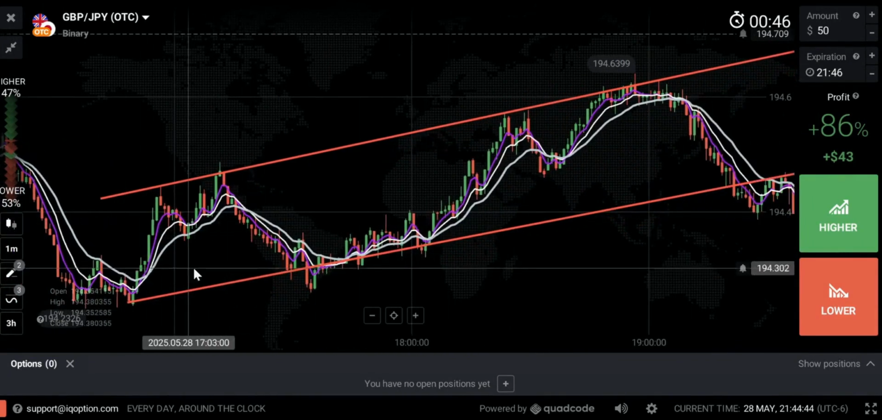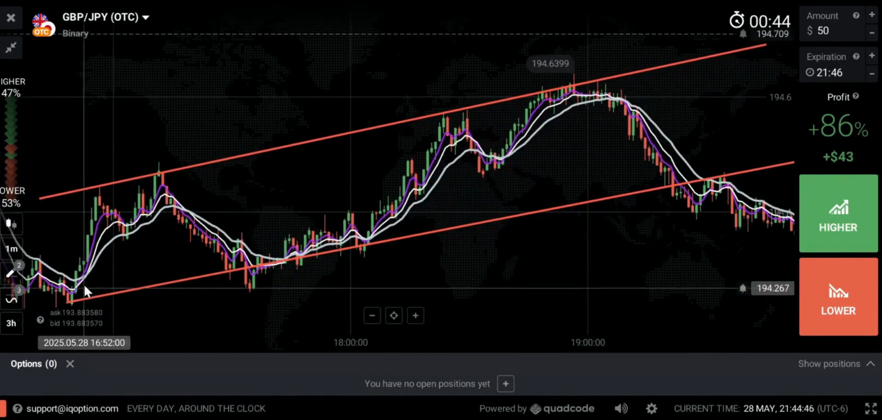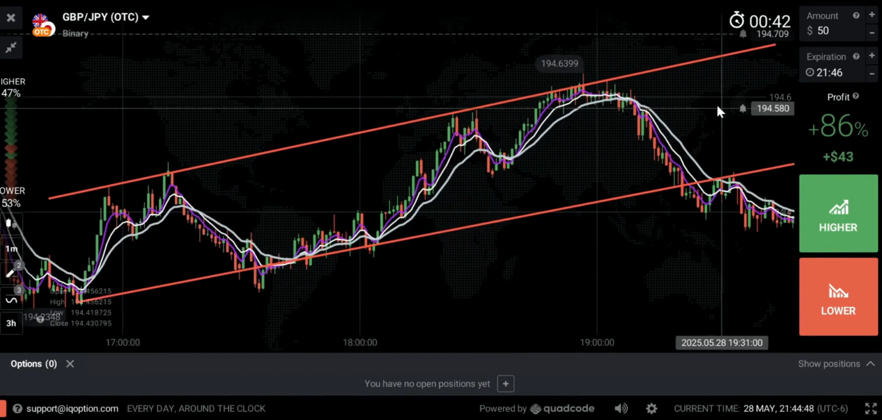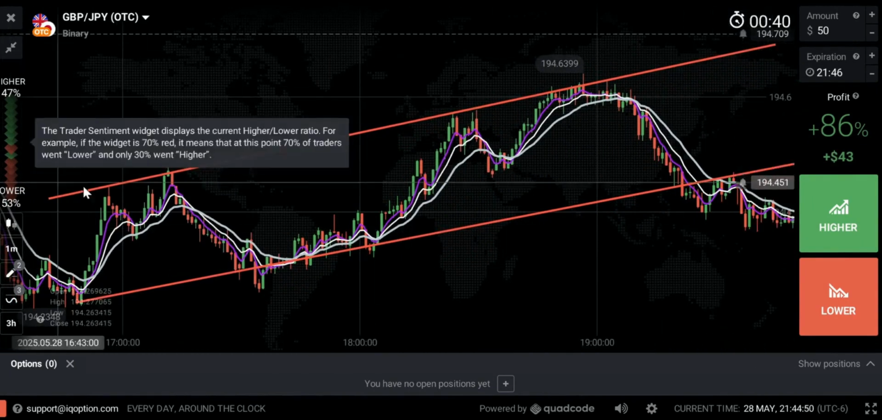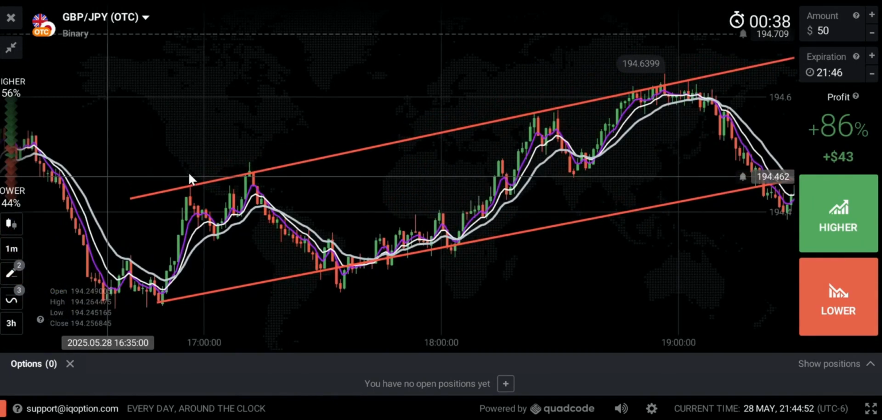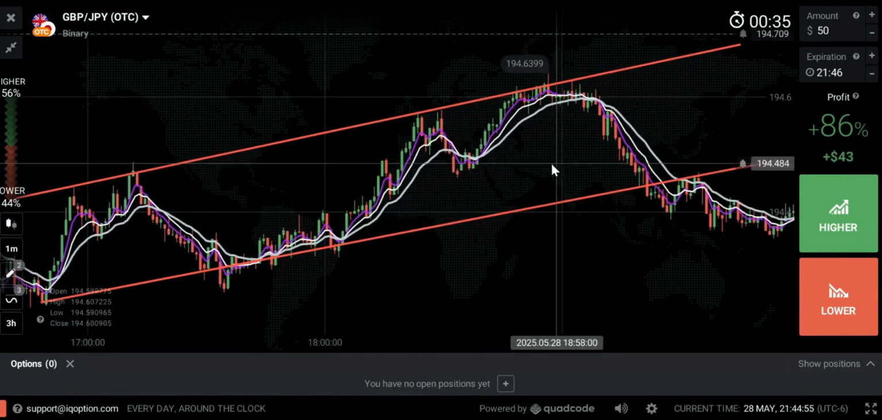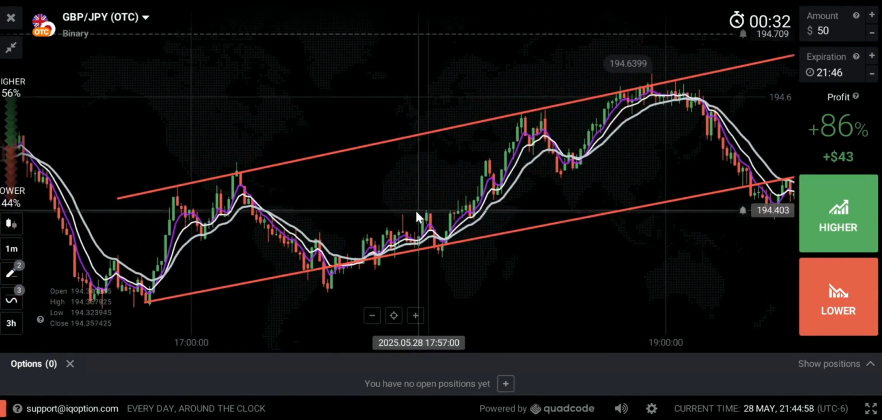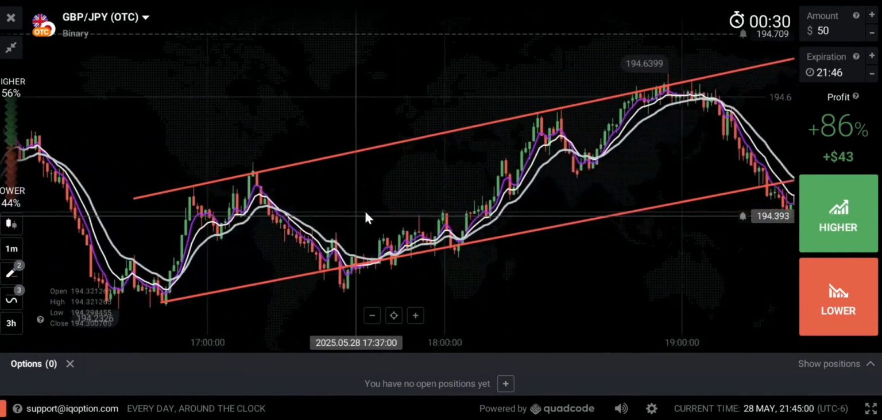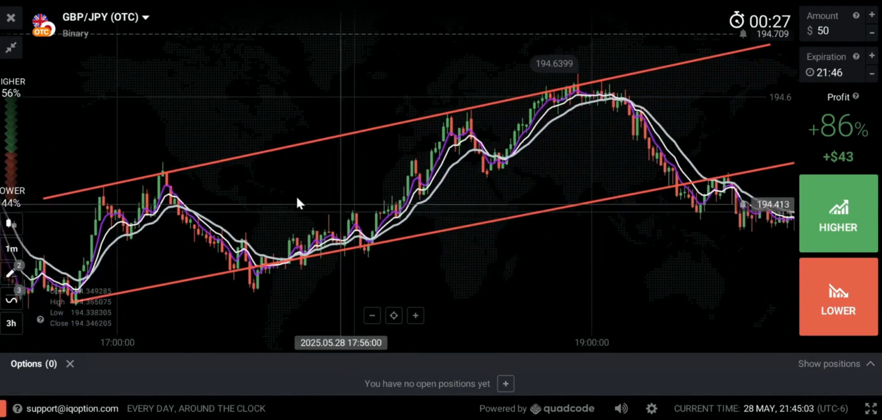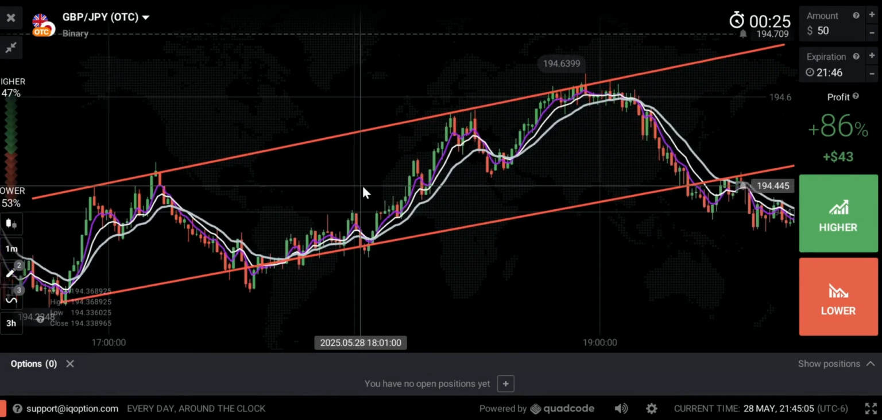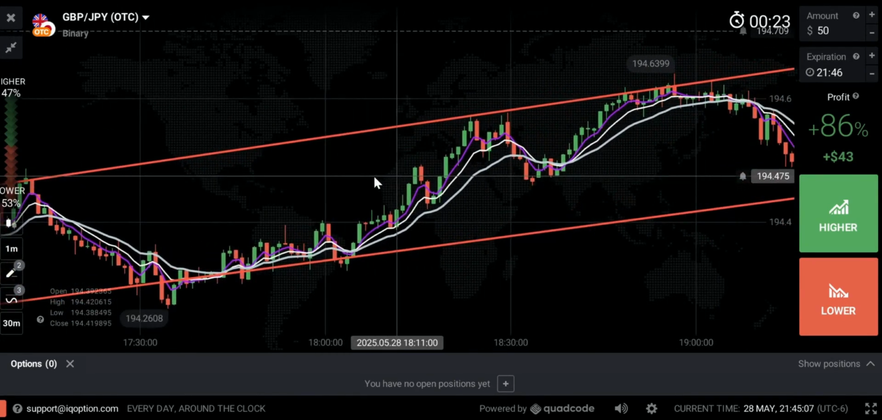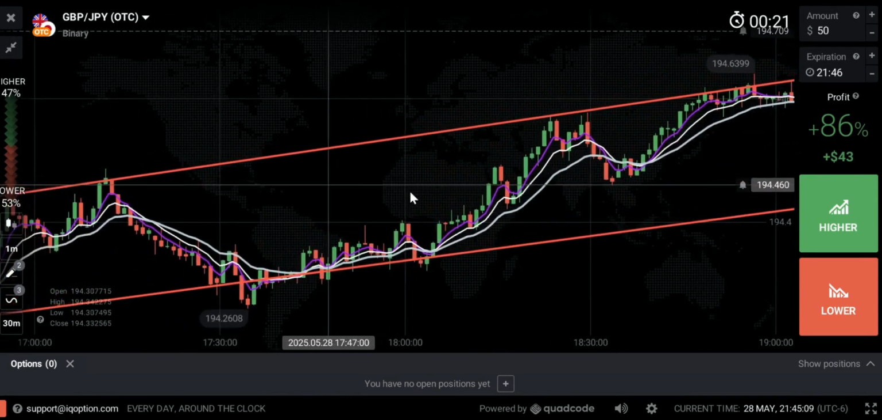Okay, first we identify the trend. As we can see, here we have an upward channel and here we have a downward channel. So logically what we should do here is try to trade as best as possible, but to the upside because the channel is bullish. Okay, so what does our strategy for today consist of?